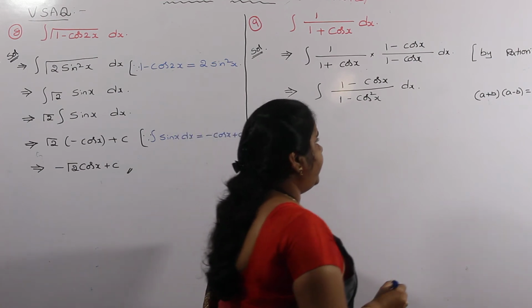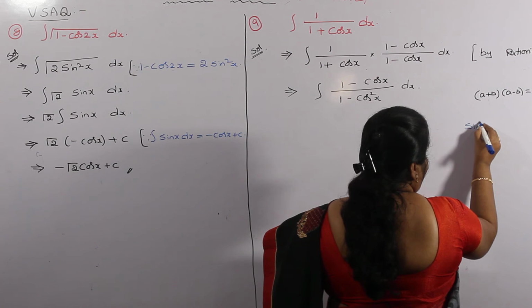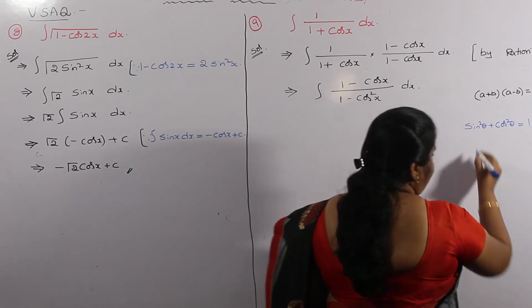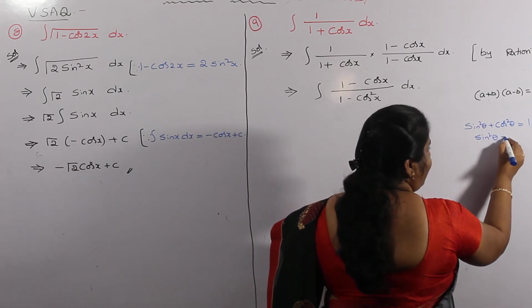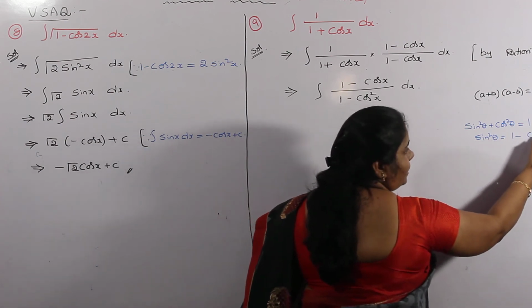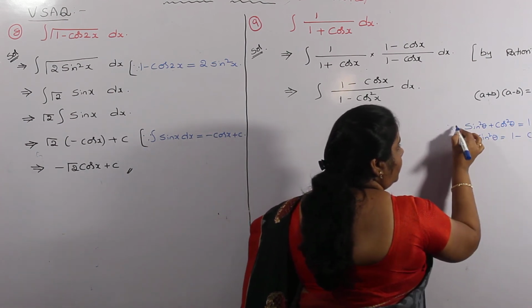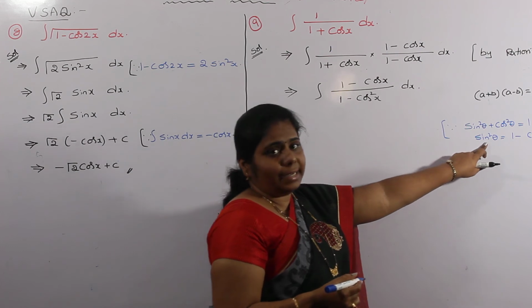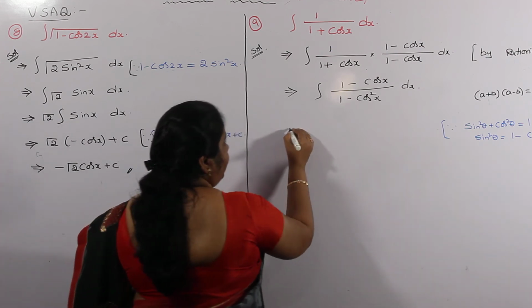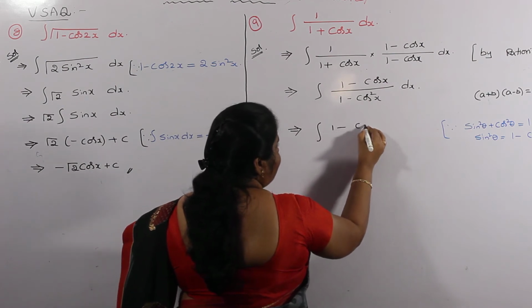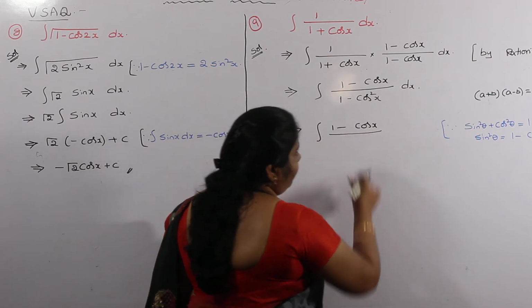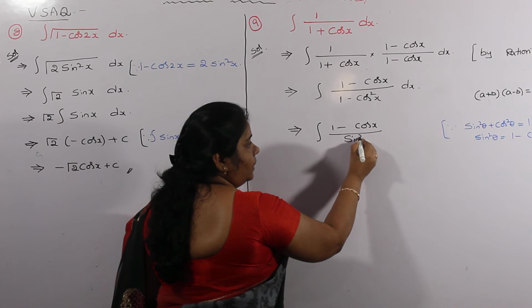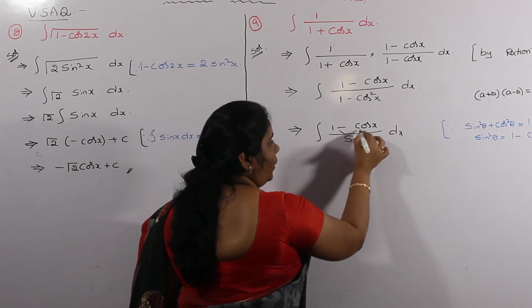We have the trigonometric identity: sin square theta plus cos square theta is equal to 1. So sin square theta is equal to 1 minus cos square theta. So 1 minus cos square x can be written as sin square x. Apply that formula here. That implies integral of 1 minus cos x by denominator 1 minus cos square x, which can be written as sin square x, dx.